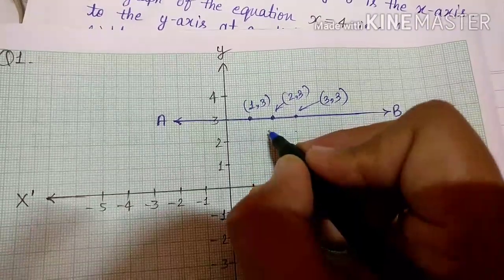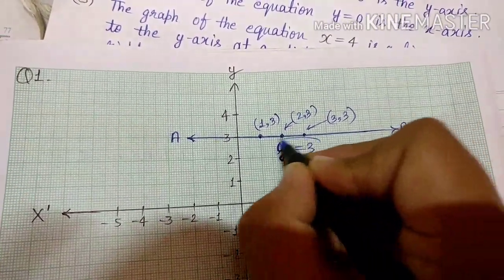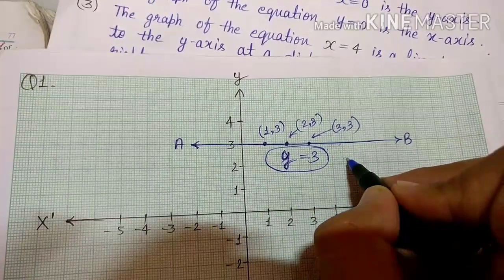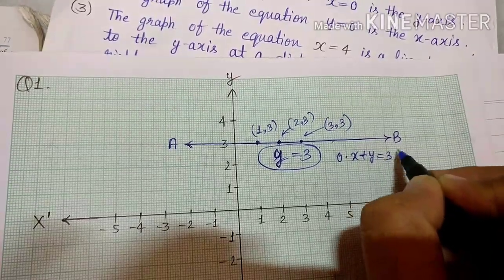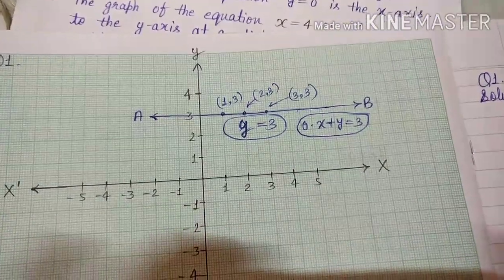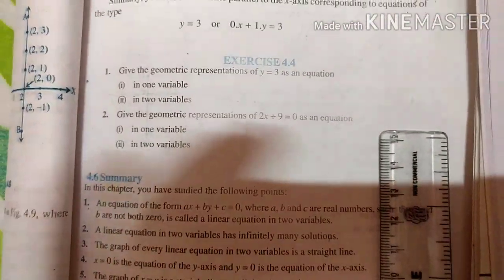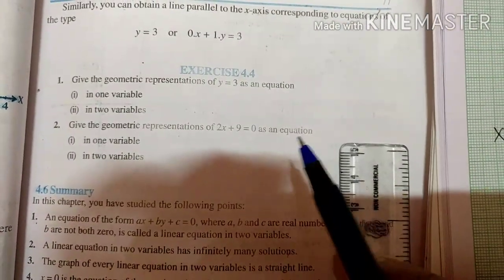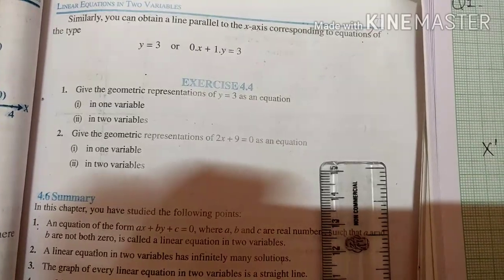So this line is showing y equals 3, or you can say 0 multiplied by x plus y equals 3. You can write this equation because we have shown it through this line AB. So we got a straight line parallel to the x-axis when y equals 3 is given. In this way we will solve the second question also. Let's check the second question. Give the geometric representation of 2x plus 9 equals 0 as an equation in one variable and in two variables. So let's solve it.